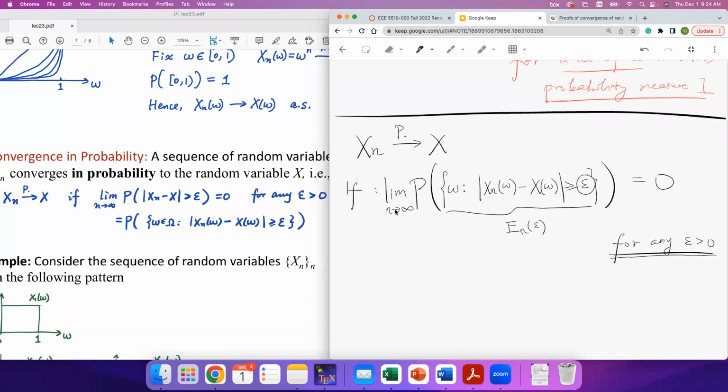So intuitively, this convergence in probability says that the set of outcomes where the random variable Xn deviates from X by an amount of epsilon should have probability measure 0 in the limit. So as n goes to infinity, for most of the outcomes, the random variable should not deviate from X by more than epsilon in the limit.